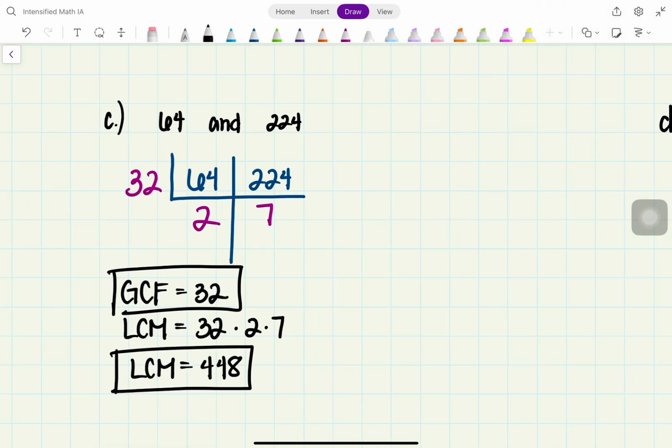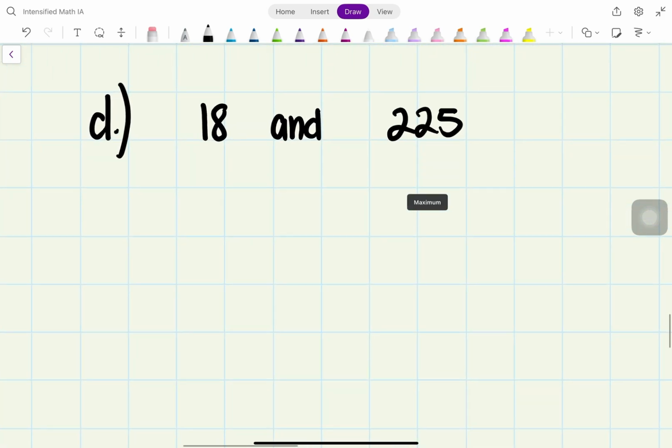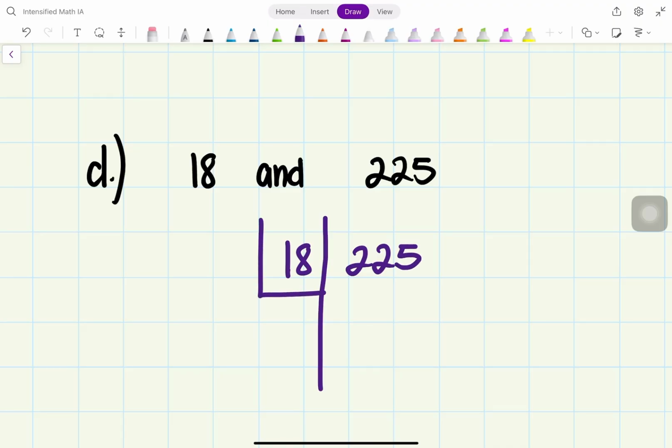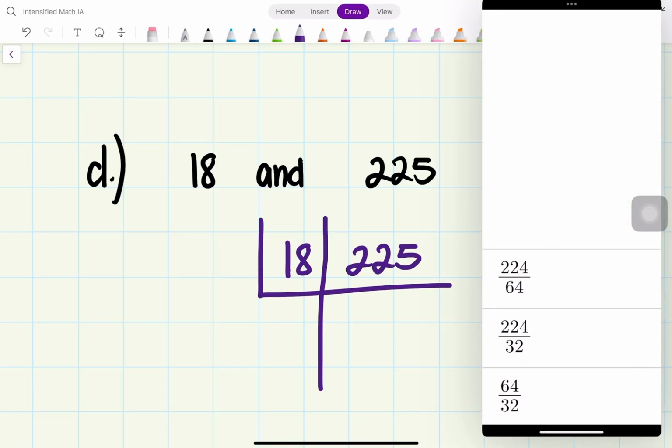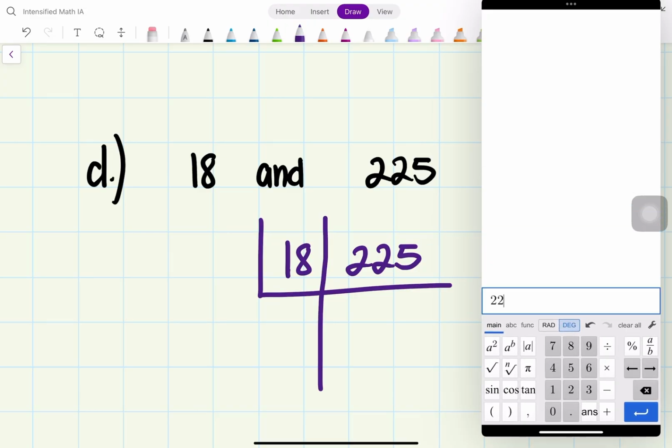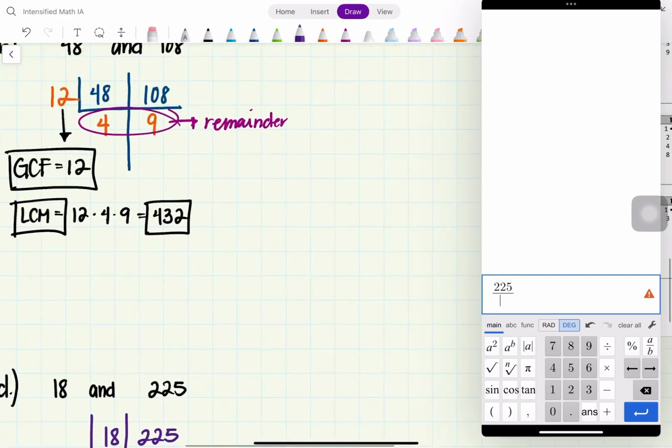All right. So let's take a look at the next ones, guys. Next ones here. I have 18 and 225. Once again, guys, my chart doesn't go all the way to 225. So I am going to be looking at the factors of 18. So I'm going to go ahead and start off in this case, guys. I have 18, split it, and I have 225. So let's go on to the factors of 18. I'm going to go ahead and clear this, and I'm going to put 225, because that's what we're trying to find. So let's go on to 18, guys.